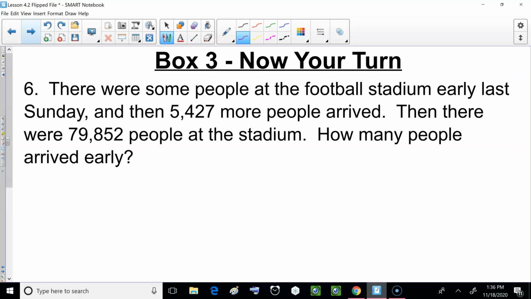And last but not least, a word problem for you to tackle. It's funny because it's a football thing, so you'll get the humor in that. There were some people at the football stadium early last Sunday, and then 5,427 more people arrived. Then there were 79,852 people at the stadium. How many people arrived early? So once again, you can pause the video, read that word problem one more time, and then from there, solve it. Good luck.